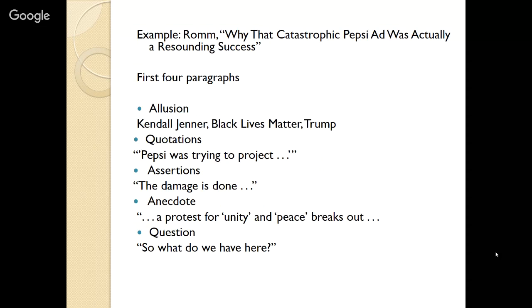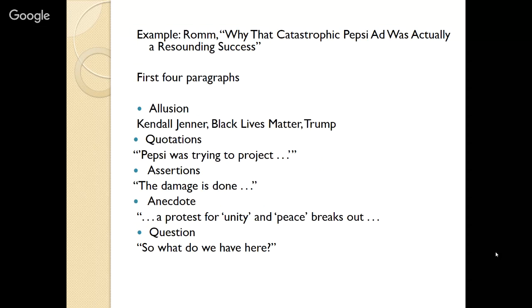So the anecdote is where he goes on to describe what happens in the ad. He says, "A protest for unity and peace breaks out on the streets. A meticulously diverse cast of attractive, young, creative types join the march. As they proceed down the street, the marchers pass Kendall Jenner, who in a moment of spirited independence interrupts a fashion shoot to join the protest." And then it goes on from there.